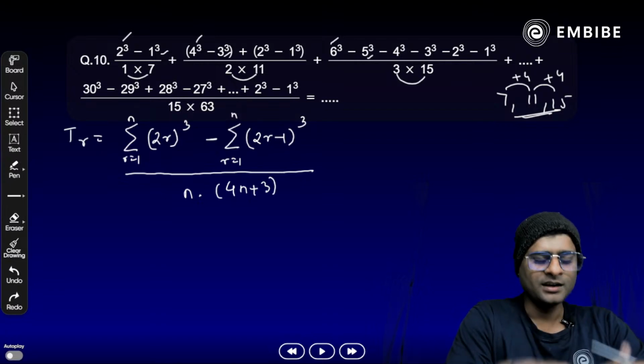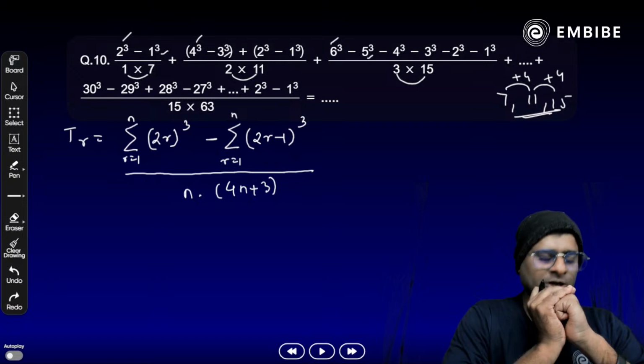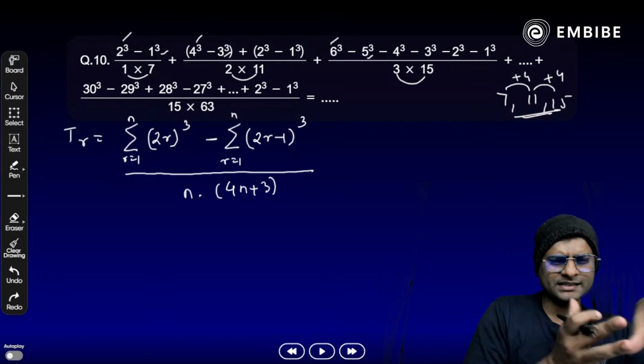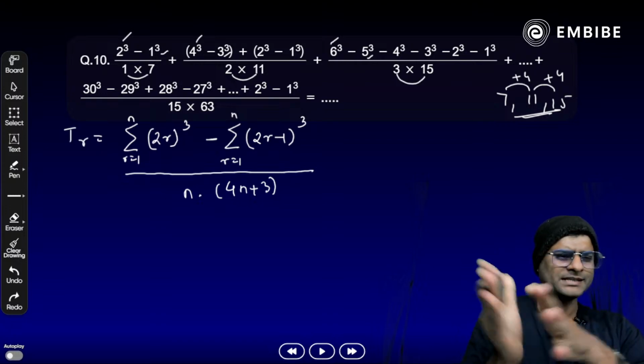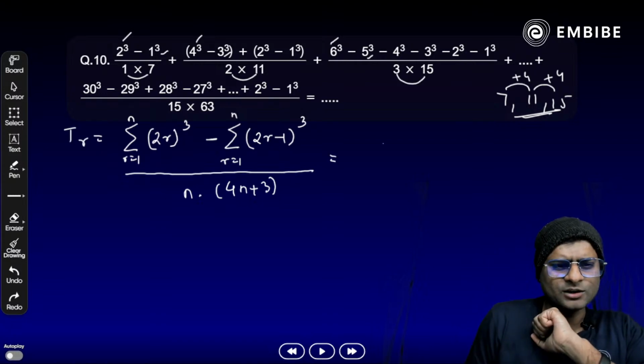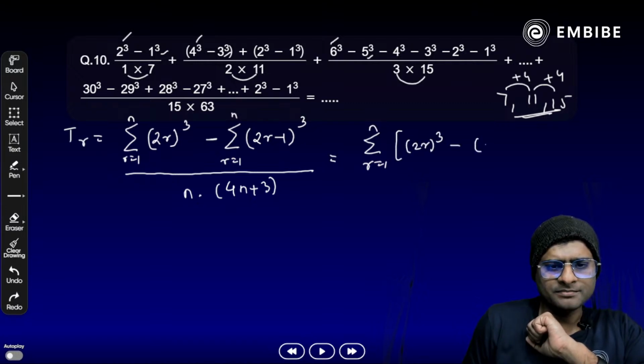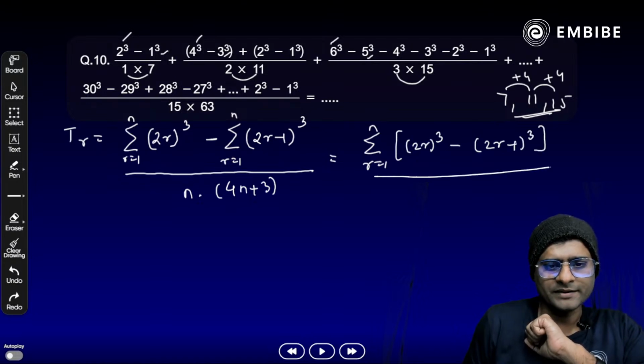Absolutely correct here. Now in the numerator, the limit of your summation is common, so we can take it once, because the limit of both is the same. So we can just write it down one time. Summation r equal to 1 to n. Here we get what? We will get 2r cube minus 2r minus 1 cube, and then whole divided by n times 4n plus 3.